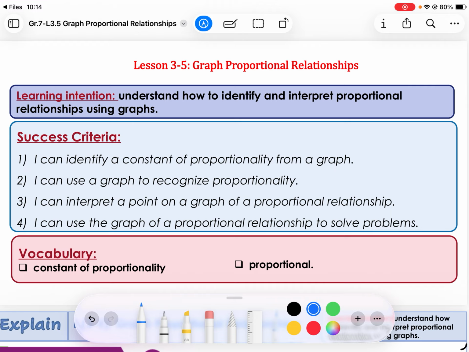The main goal is number one, we are going to recall what the constant of proportionality is, and then identify how to find it from a graph. Number two, we are going to use a graph to recognize proportionality. Number three, we are going to interpret a point on a graph of a proportional relationship. Number four, I can use the graph of a proportional relationship to solve problems. So the main vocab words of today's class are constant of proportionality and proportional relationship.